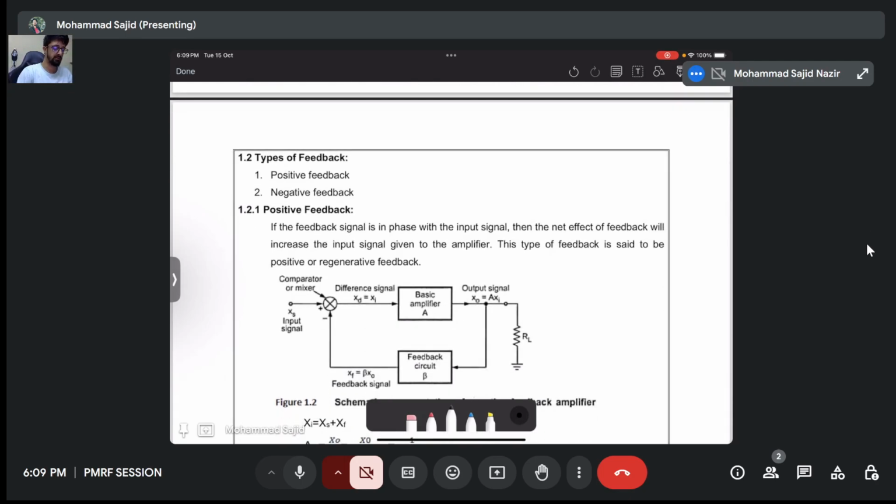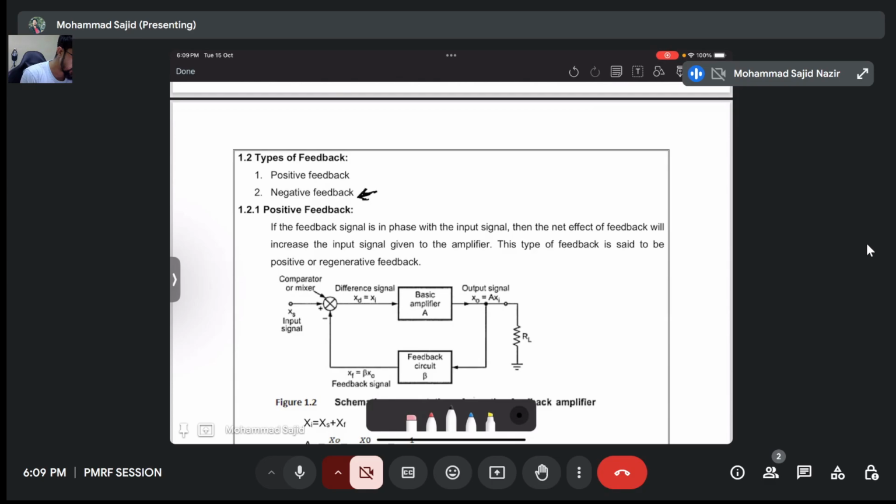Now, types of feedback. We have two types of feedback. We will be mainly focusing on negative feedback in the questions as well, and here in the discussion as well. But there are two types of feedback: one is positive and one is negative.